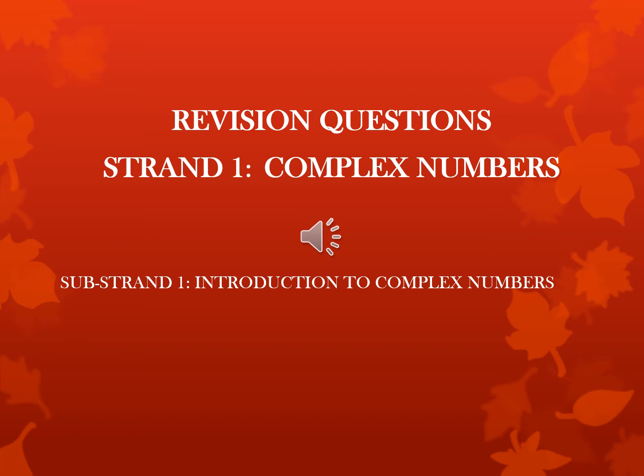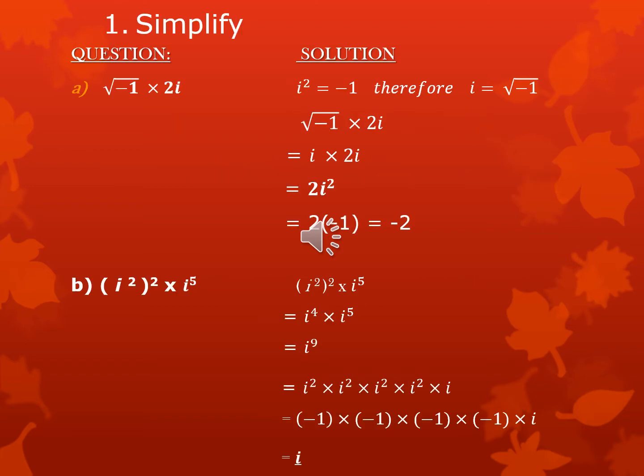Revision questions for year 13 mathematics, strand 1, complex numbers. Question number 1, simplify. Part A, square root of -1 times 2i.